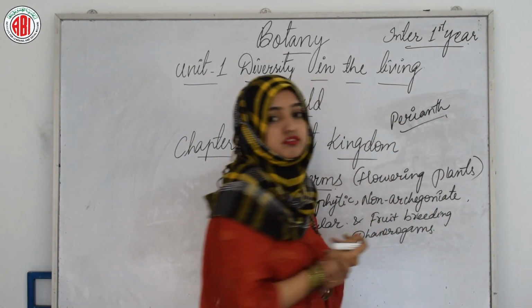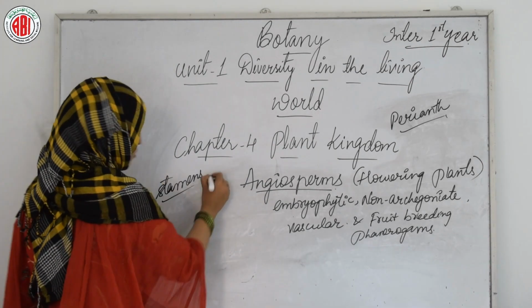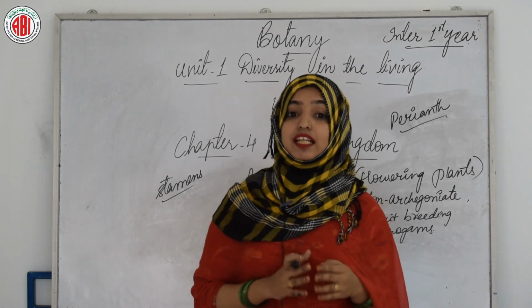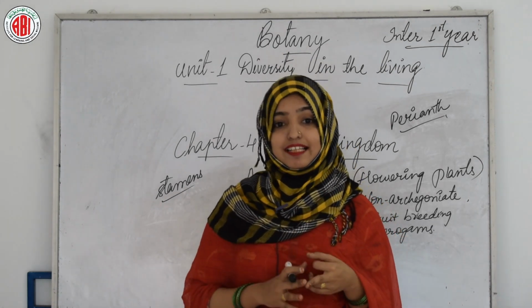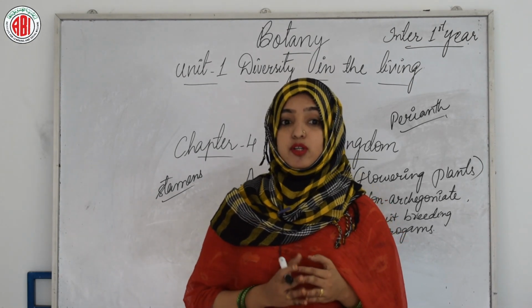Here the male sex organs will be the stamens. Each stamen consists of a slender filament with an anther at the tip. So each stamen consists of a filament and an anther. And in the anthers, microspore mother cells undergo meiosis and produce pollen grains.